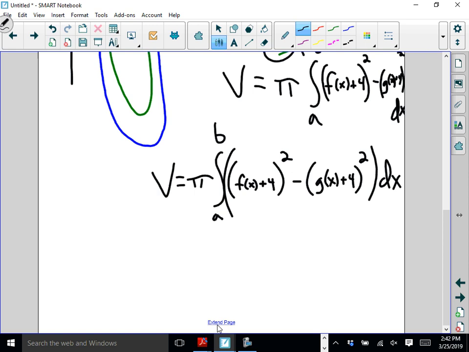Okay? So that's for a line below the function that we're revolving around, right? But what if we revolve it around a line that's above it? Okay? Well, we can still solve it. Let me show you that example here quick.